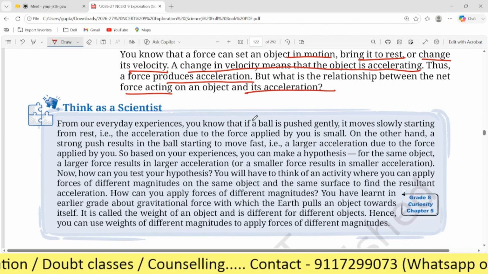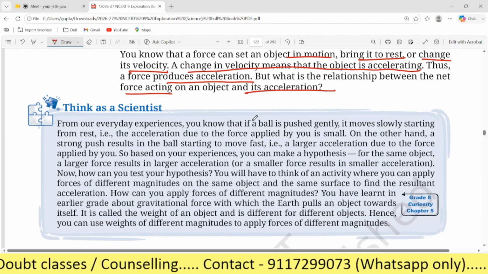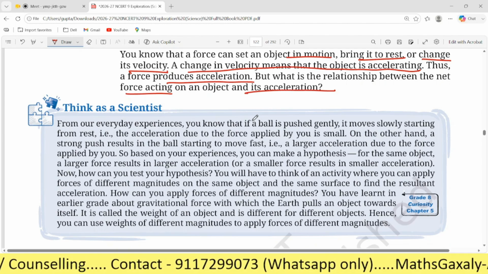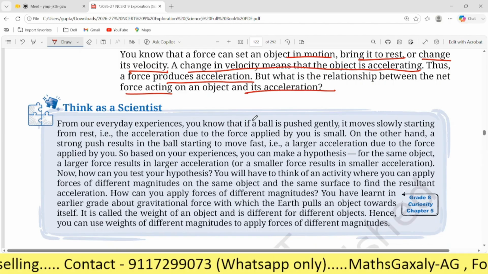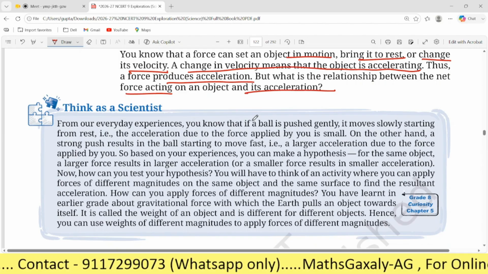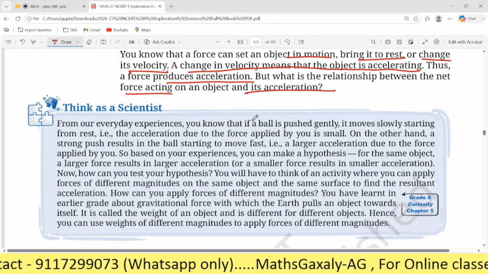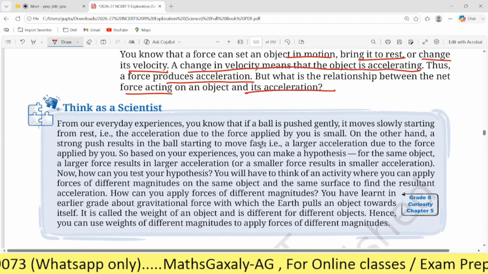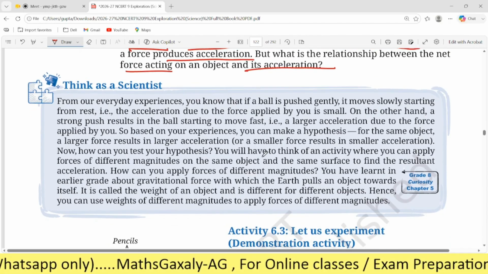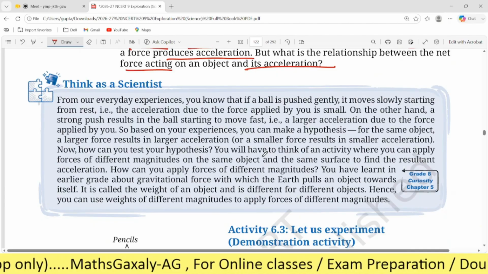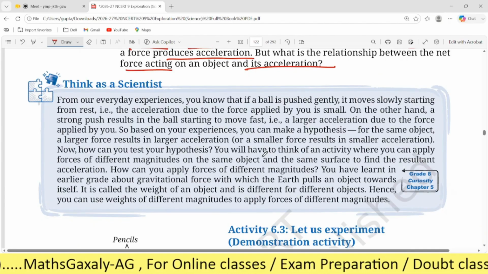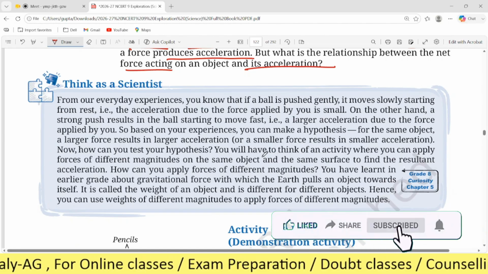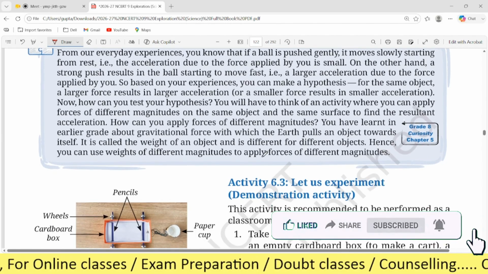You will have to think of an activity where you can apply forces of different magnitudes on the same object and the same surface to find the resultant acceleration. How can you apply forces of different magnitudes? You have learned in earlier grades about gravitational force, right? The force with which the earth pulls an object towards itself is called the weight of the object, and it is different for different objects. Hence, you can use weights of different magnitudes to apply forces of different magnitudes. Is it clear? Okay.